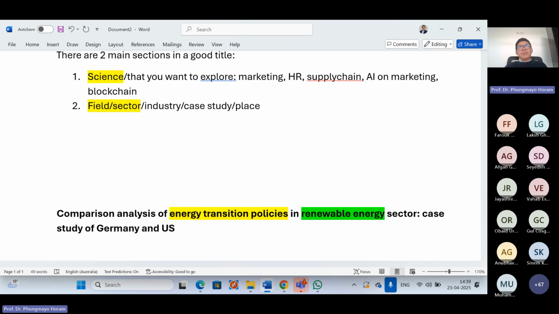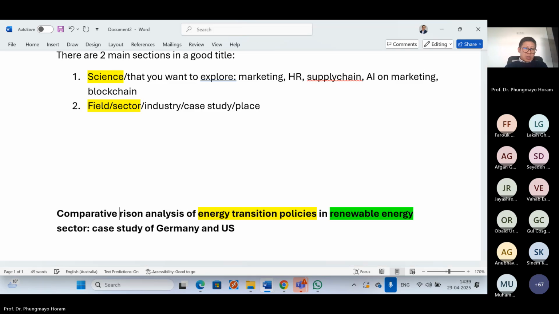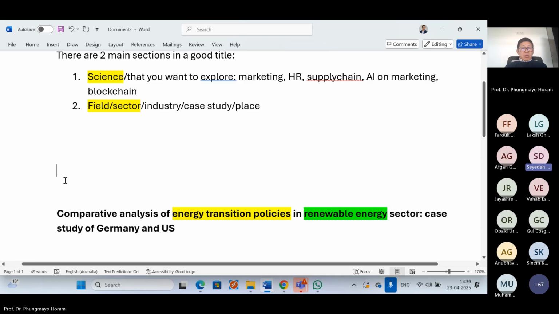Shaida, can you read the title again? Comparative analysis of energy transition policies in renewable energy sector, case study of Germany and US. Yeah, that's great. Thank you, Professor.